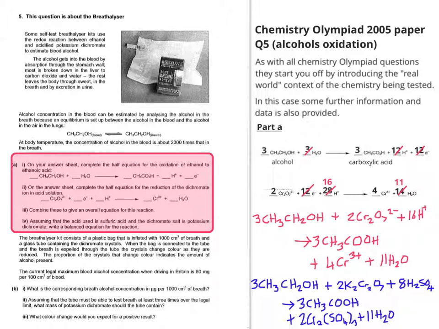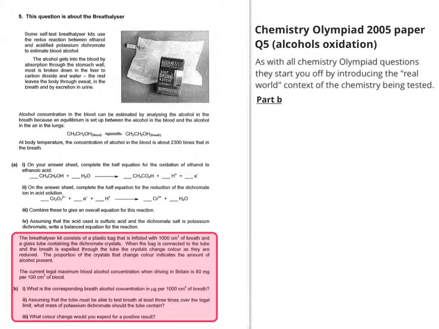So if we now move on to part B. In this part we know that the plastic bag in the breathalyser kit is inflated with 1,000 centimetres cubed of breath, which is the same as 1 decimetre cubed. And when the bag is connected to the tube containing the dichromate crystals and the breath is expelled, the crystals change colour as they are reduced. And it says the proportion of the crystals that change colour indicates the amount of alcohol present.